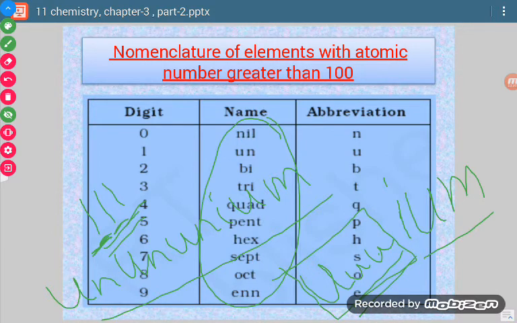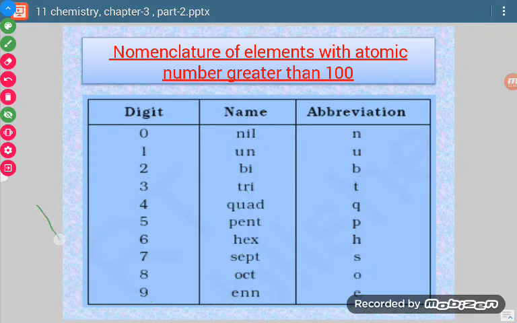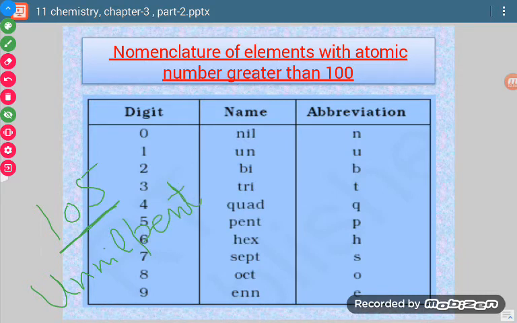Again, if I have to give the IUPAC name for the element having atomic number 105, then for 1 I will write un, for 0 I will write nil, and for 5 I will write pent. When I have written the names for all the digits, then I will write ium. Now its name becomes unnilpentium, and its symbol will be Unp.